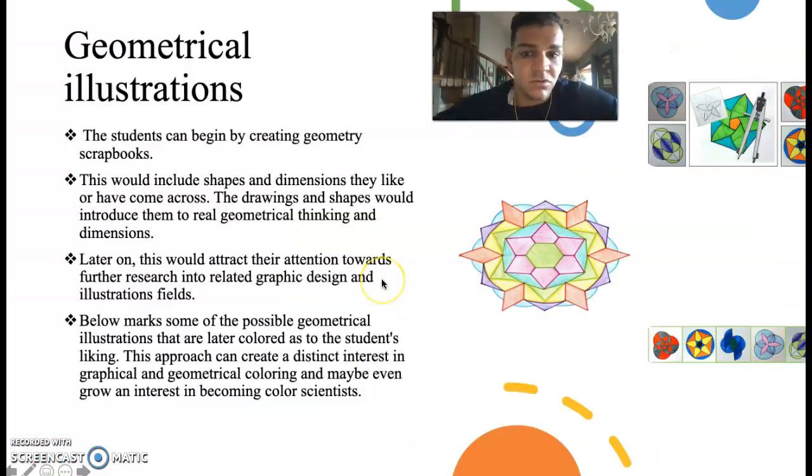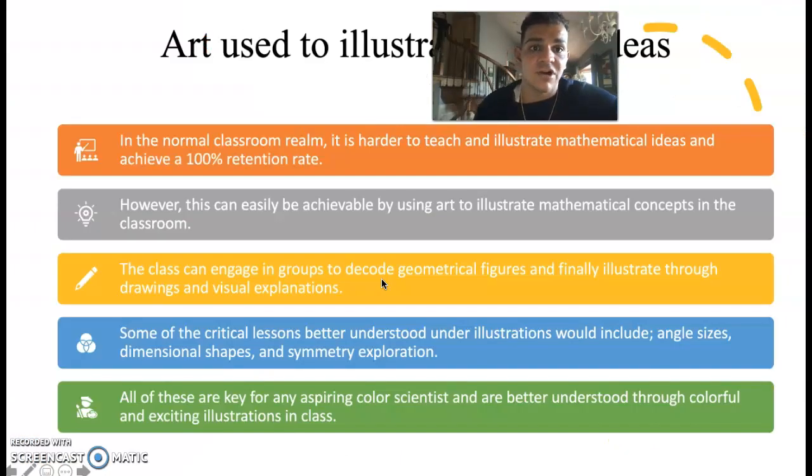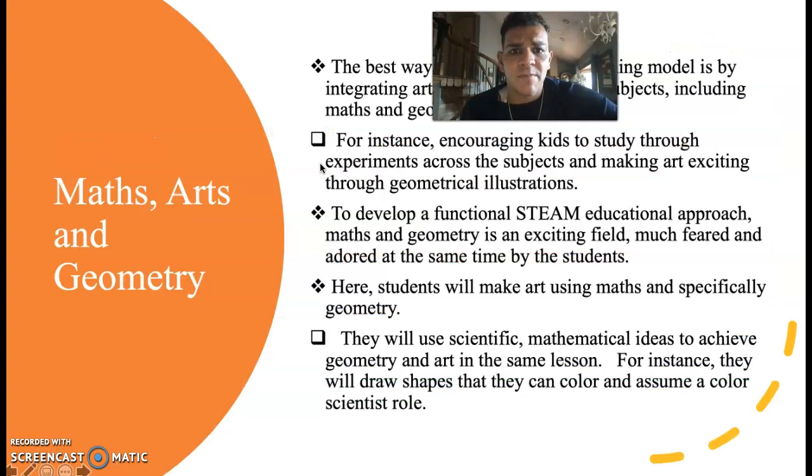In this model, we're going for the visual and kinesthetic learners as opposed to an audio learner. The best way to incorporate this learning model is by integrating art with the other STEM subjects such as math and geometry. For instance, encouraging kids to study through experiments across the subjects and making art exciting through geometrical illustrations, to develop a functional STEAM approach.